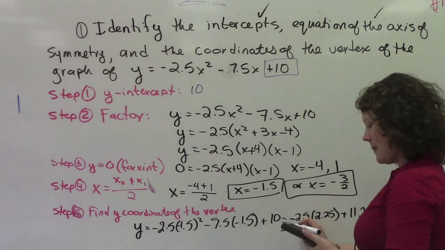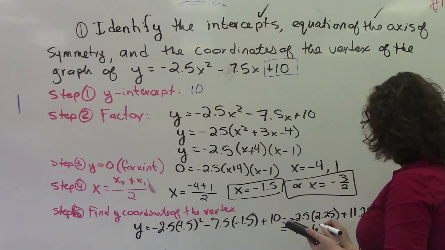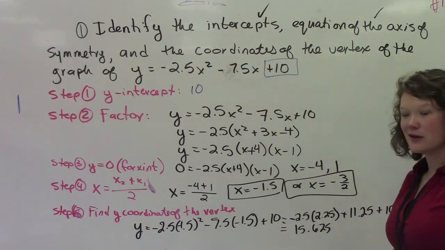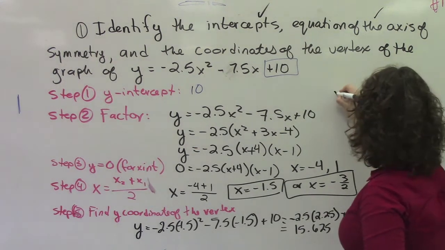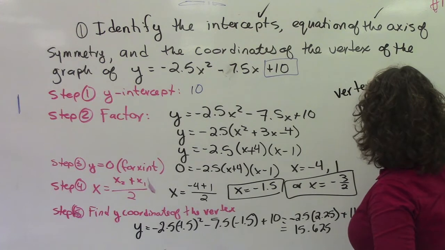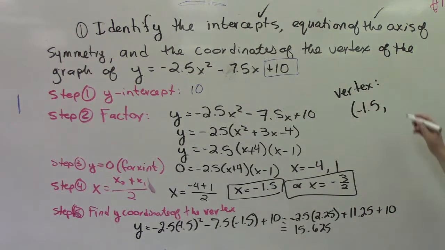We have 15.625. So guys, the coordinates of the vertex, I'm just going to write it up here because there's a little bit more room. It's going to be negative 1.5, comma, 15.625. And we got it.